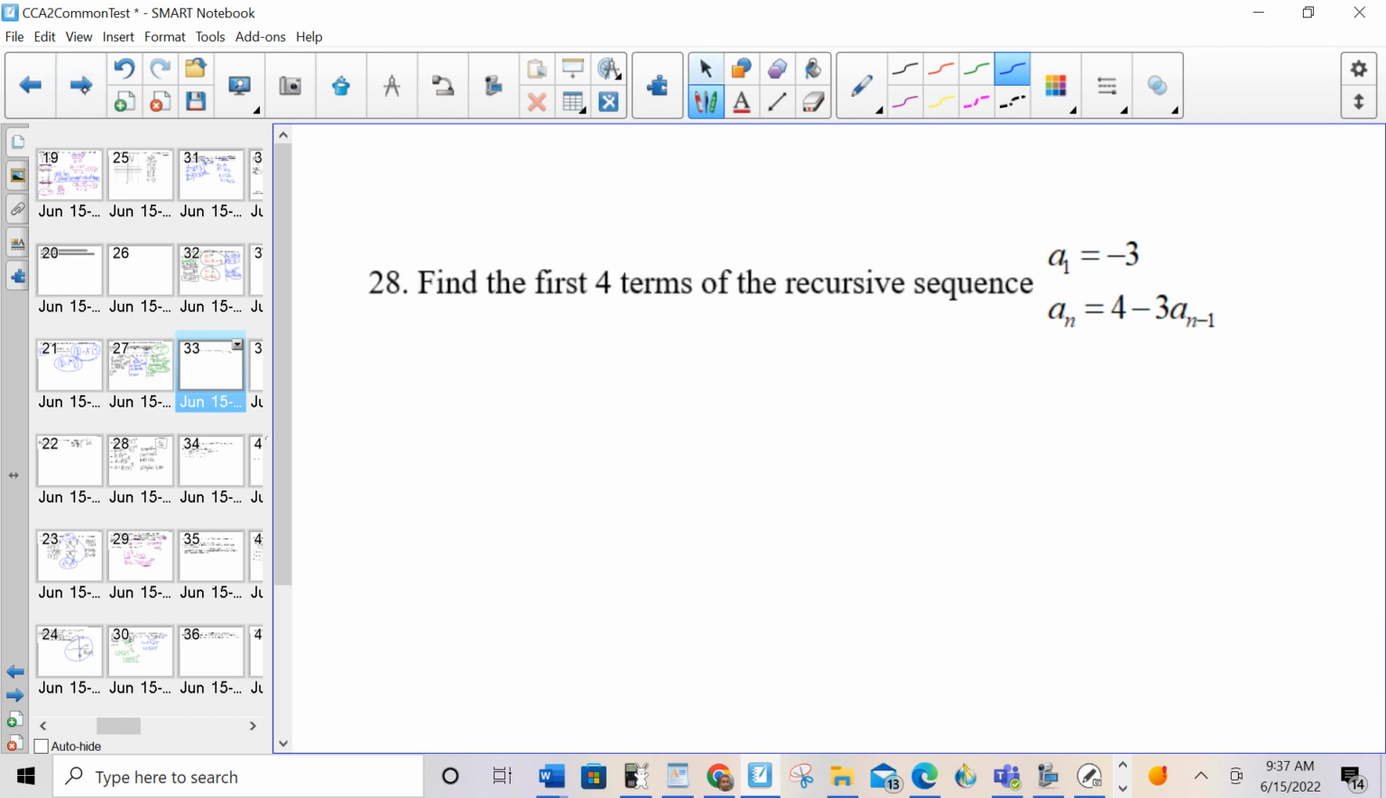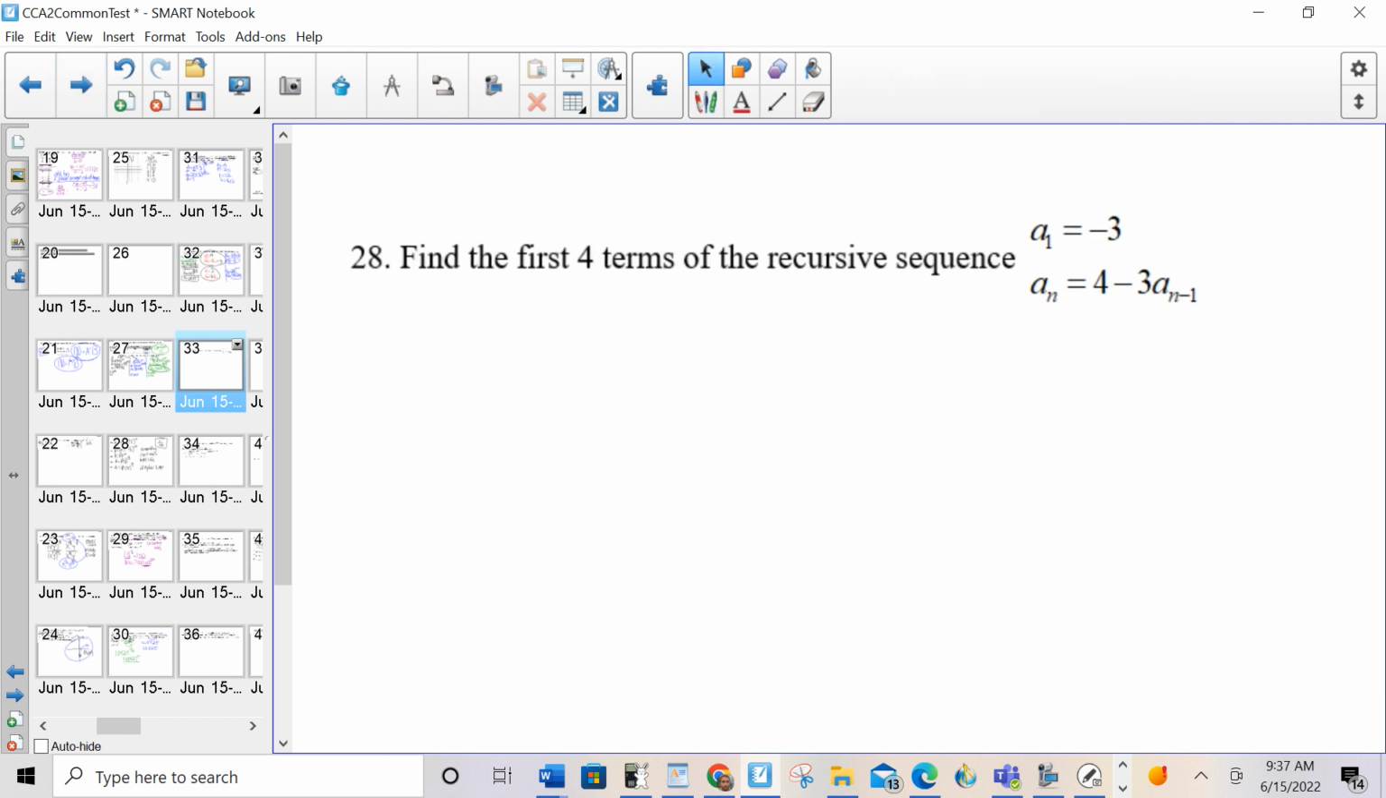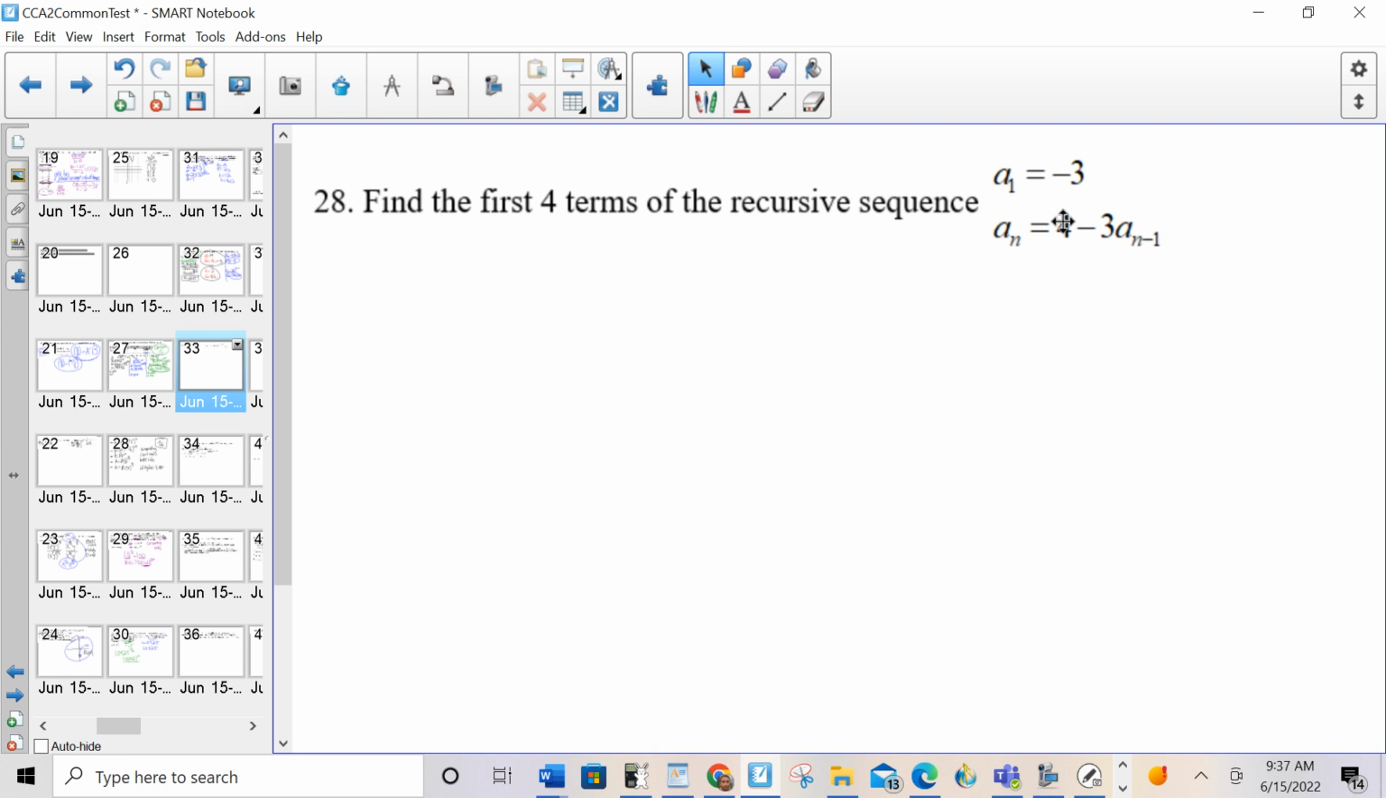You need to know how to evaluate a recursive sequence. This is a big thing in Algebra 1. It wasn't really asked in Algebra 2, until it was. It's been coming up a lot more recently. Recently meaning today's date, June 15th, 2022. So let's make sure we're prepared for it.